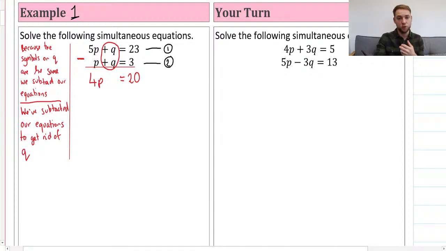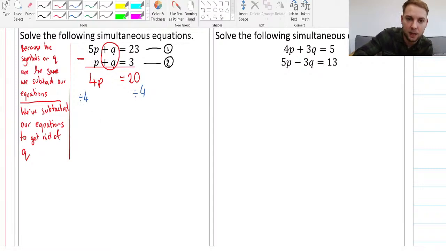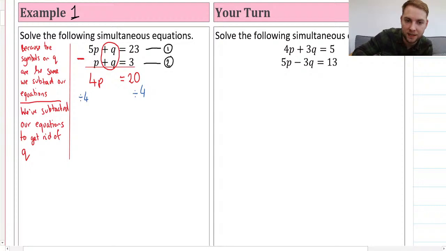And then what we do is we just solve this like a normal equation. So with this one here, 4p is equal to 20. Well, if I want p on its own, I need to divide by 4, divide by 4. So 4p divided by 4 is p. This is what we did when we were doing linear equations. 20 divided by 4 is 5. So now we know that p is equal to 5.